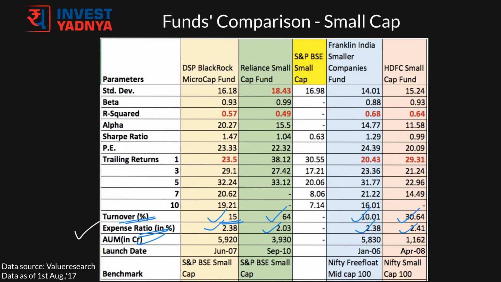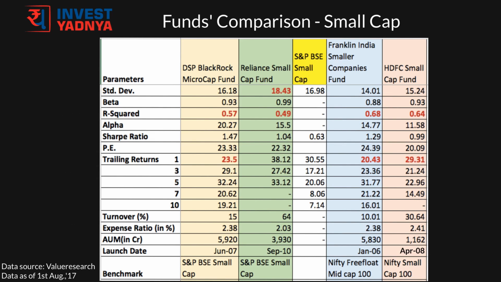Larger assets under management indicate greater amount of trust the investors have in the fund. DSP BlackRock, Franklin and HDFC funds have been into existence for around 10 years now. In that comparison, Reliance Small Cap Fund is a late entrant which has been into existence since September 2010. DSP BlackRock and Franklin India Fund have been able to gather around 6,000 crores worth of assets under management, and Reliance Small Cap Fund has been able to gather around 4,000 crores worth of assets under management, even when these funds belong to a very young category of small cap funds.